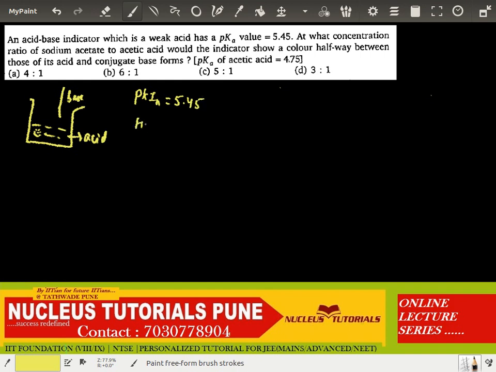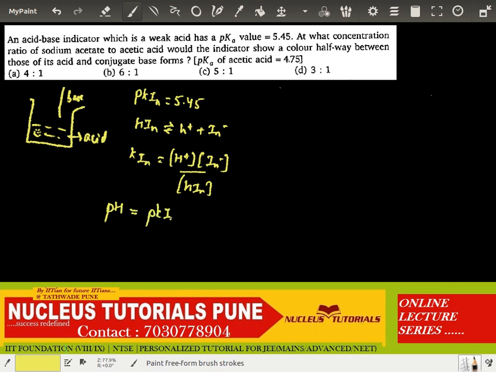Now, if we say the indicator is of the form HIN, it will dissociate to give us H plus and IN minus form. If I write the expression for KIN, I will get H plus into IN minus upon HIN. Remember, it's for the case of an indicator. If I take log, I will say that the surrounding pH would be equal to pKIN plus log of IN minus, the basic form, upon the acidic form. This is the measurement of pH from the indicator perspective.